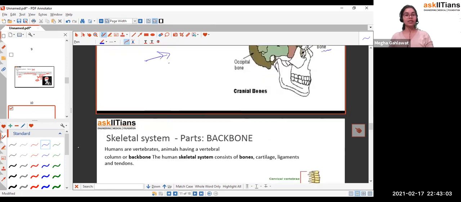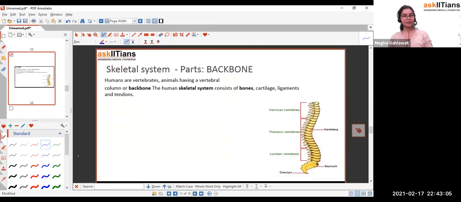And then we have the skeletal system backbone. Now, see, the backbone is the most important part of the skeletal system. Why? Because without the backbone, we won't be able to move. We won't be able to sit or stand or lie down properly. Okay. And if there's a huge injury to the backbone, it'll be very difficult for us to move on our own. We'll always require help from other people. Okay. And it'll be a burden on those people, as well as a burden on ourselves.